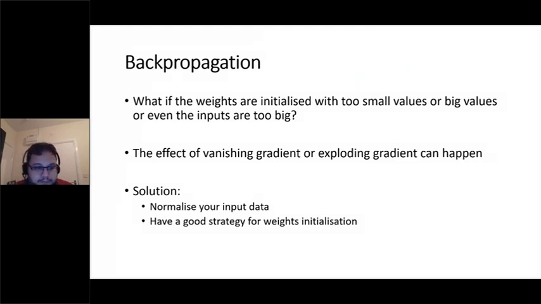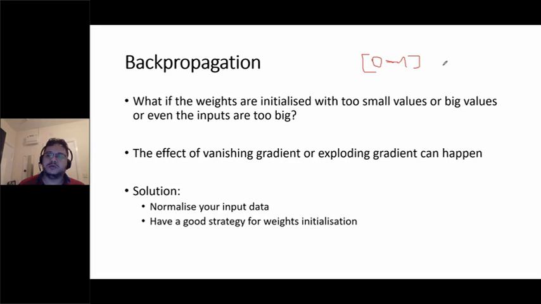So a solution for it, you can normalize your input data, so your data will not be too big or too small. If you remember, like normalization, we made the data all between 0 and 1. Something like that. There are multiple ways of normalizing your data. You can rescale them to 0, 1.